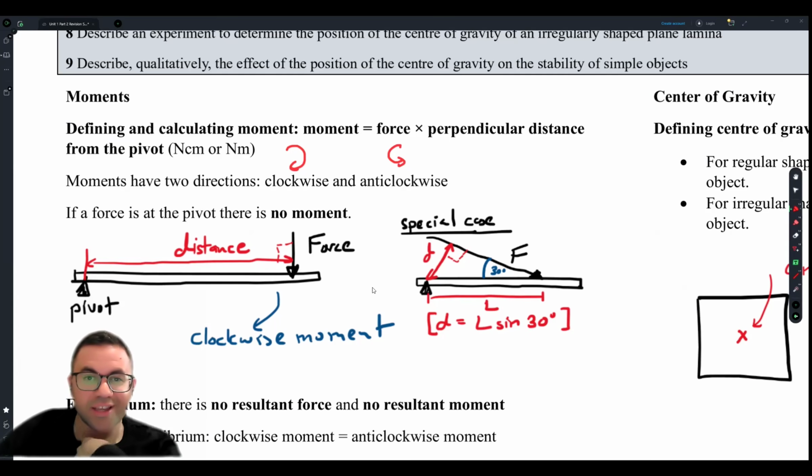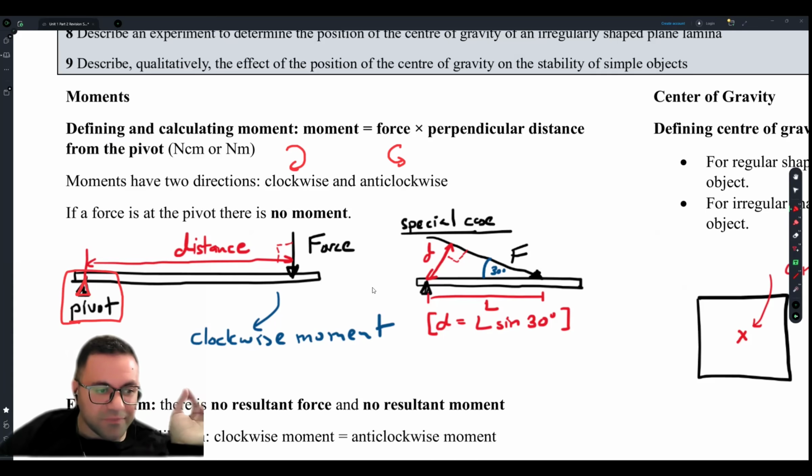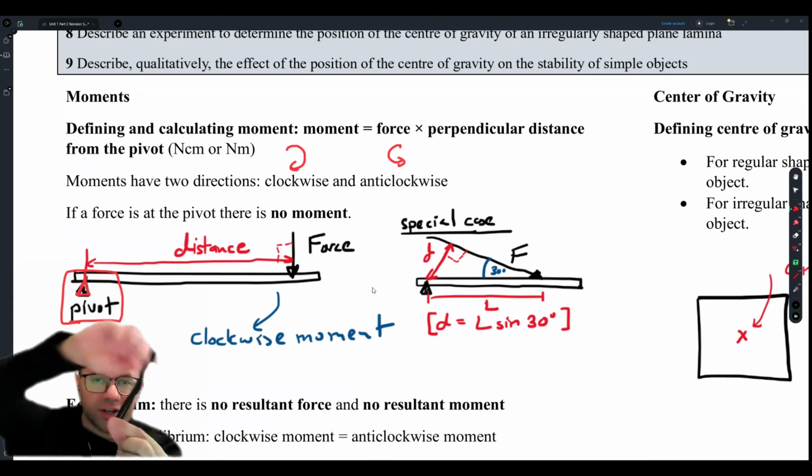But then how can I tell if something is going to rotate or not? There is one very important bit. The object must have a pivot. Like there has to be a fixed point on the object that it pivots around.